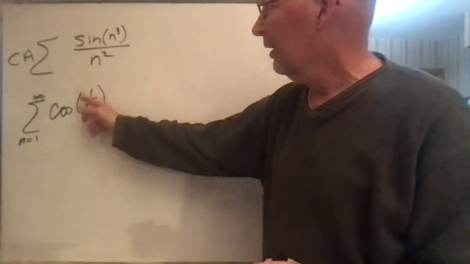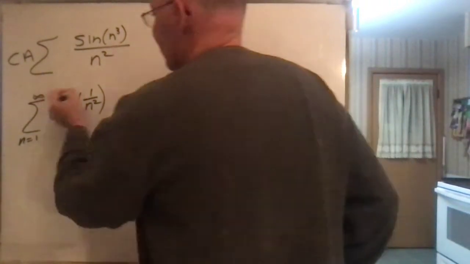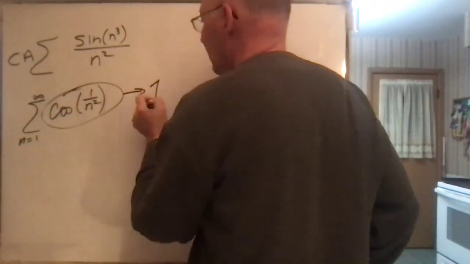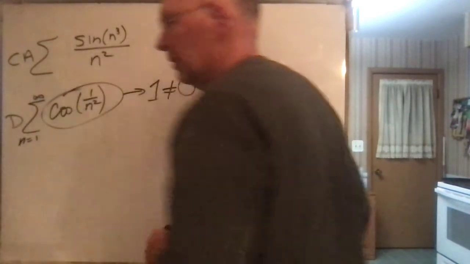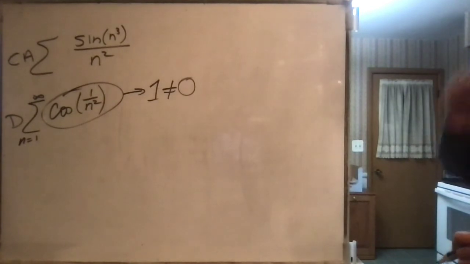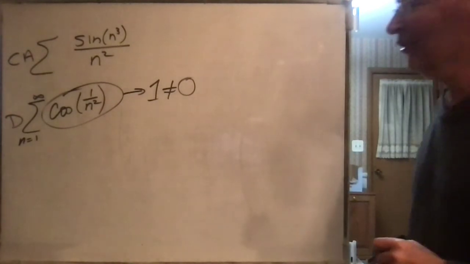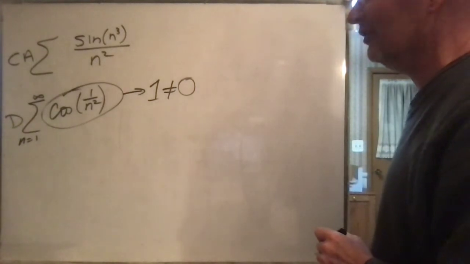As n gets big, this thing goes to 0. The cosine of 0 is 1. So these things here are approaching 1, which is not equal to 0. This thing diverges. Boom! See that? You have to know everything. That's why this stuff is fun. It really forces you to know all the analysis, all your functions coming in.